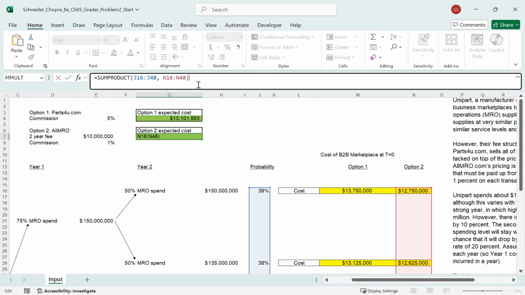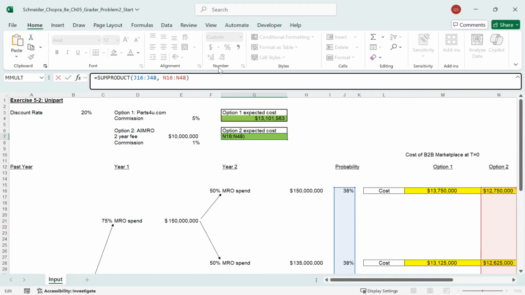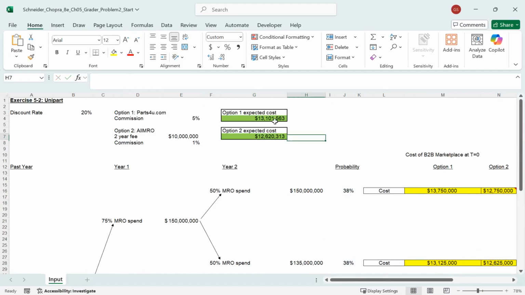Then for option 2, we basically did the exact same thing, except now we are highlighting the option 2 outcomes. So what that gave us was 13 million for the expected cost for option 1 and 12 million for the expected cost for option 2. So we know that basing on cost alone, we'll go with option 2 because it's about $500,000 less than option 1. So how does this all tie back to Chapter 5?